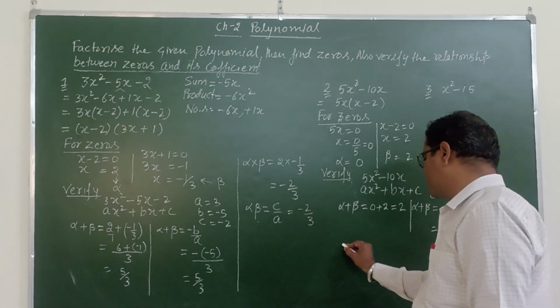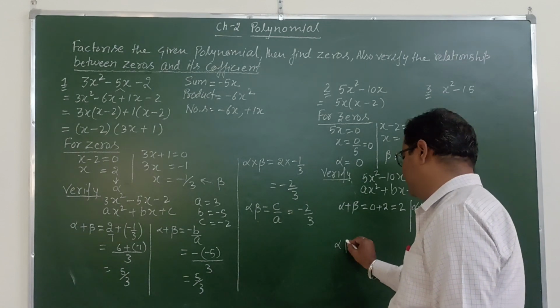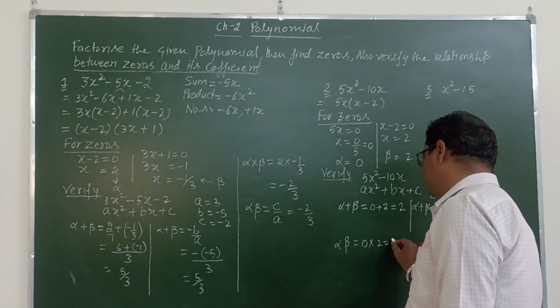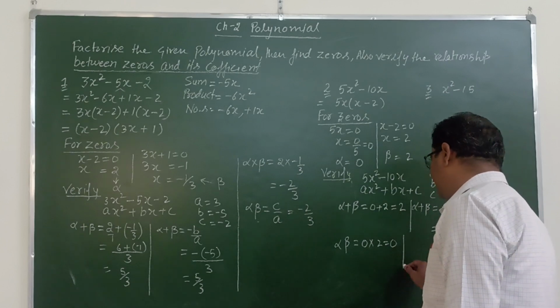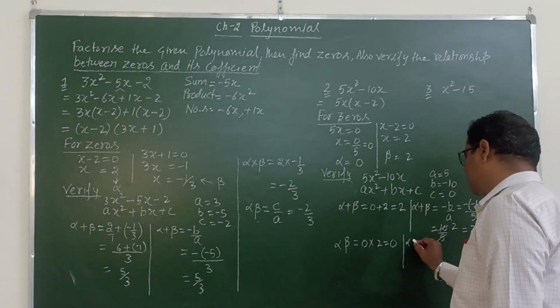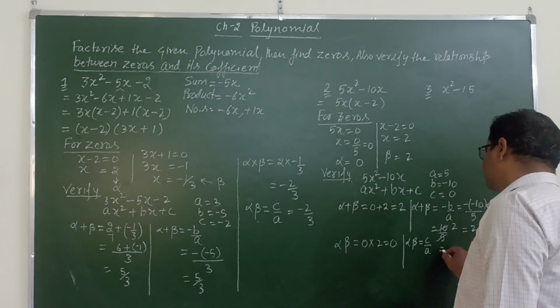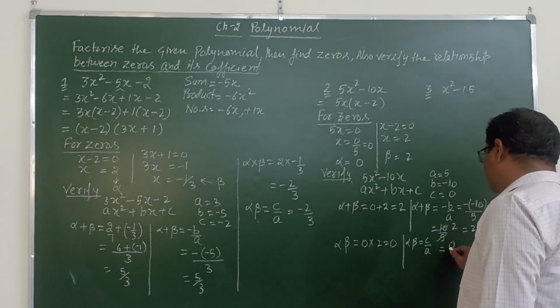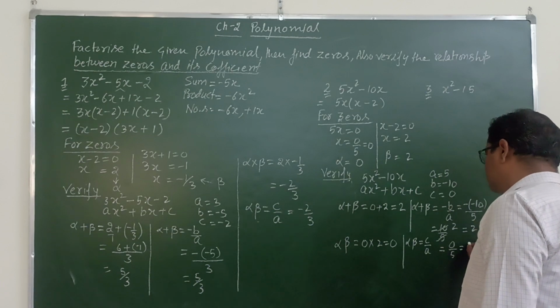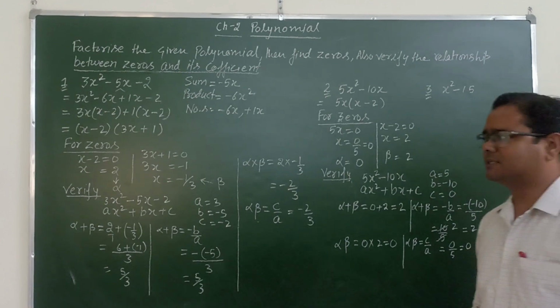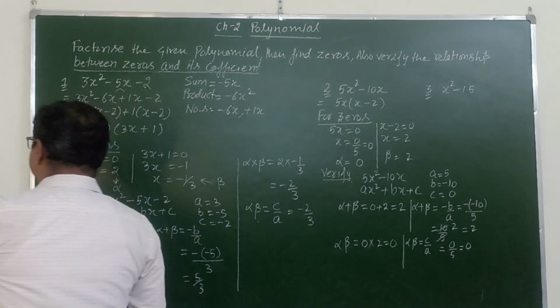And the second part is product of zeros, alpha into beta. Multiply them, 0 into 2, that is equal to 0. On the other hand, alpha into beta is C upon A. What is the value of C? C is 0 by 5, that is equal to 0. Again we will get the same result. Sum of zeros and product of zeros are the same.